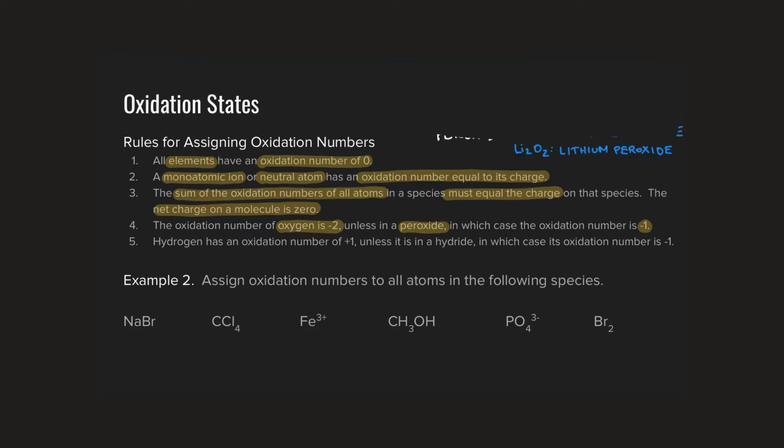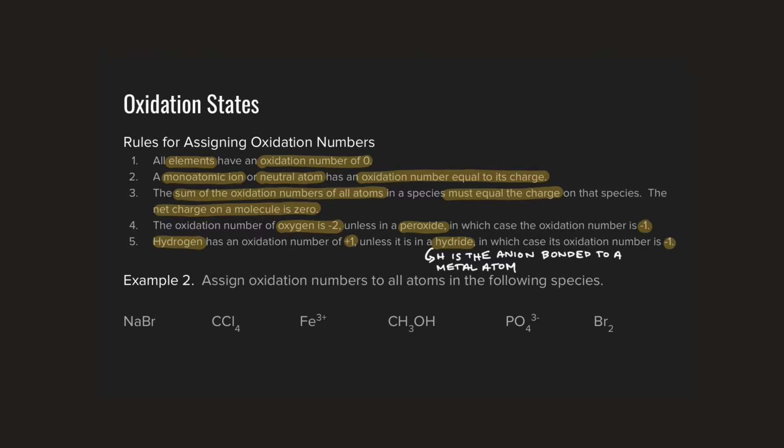And last big rule here, rule number 5 says hydrogen has an oxidation number of +1 unless it is in a hydride. A hydride is a compound in which hydrogen is bonded directly to a metal, essentially hydrogen as an anion in that instance. If it is in a hydride, we would expect to see the oxidation number for hydrogen to be -1.